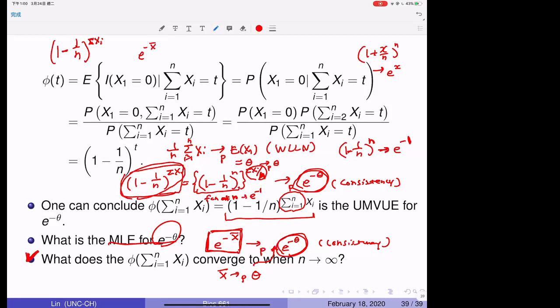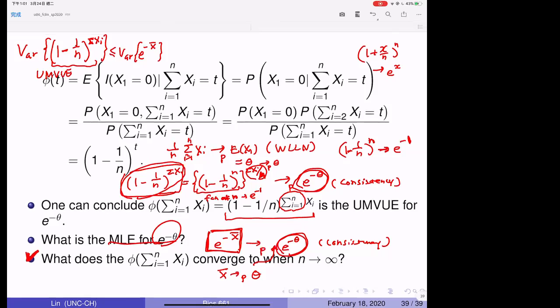Good. Then for estimator number 2, I'm going to ask you: which one has smaller variance? No doubt it's going to be U, and the UMVUE has smaller variance. Any question on this? If not, we are going to the hypothesis testing then. Let me close this out.